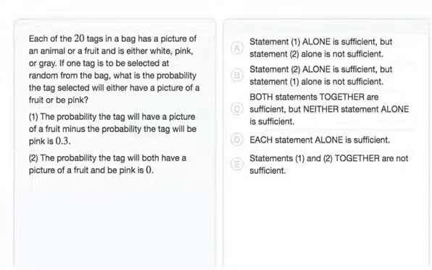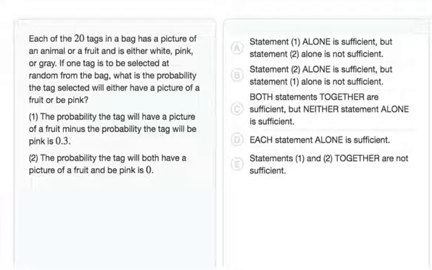To solve this data sufficiency question, we will consider each statement separately first and then together if needed. Before we dive into the statements, we know there are white, pink, and gray tags with a picture of an animal or a fruit on them. We are asked for the probability of randomly selecting a tag that either has a picture of a fruit or is pink.